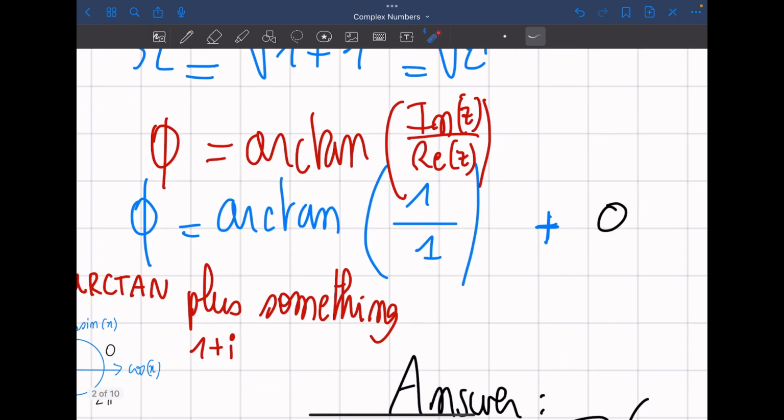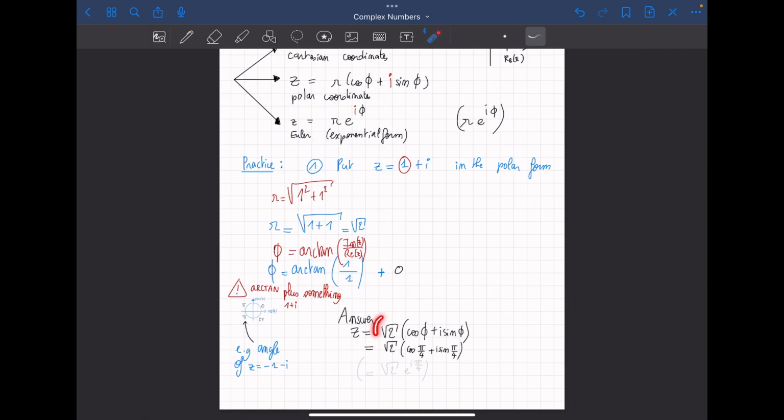So we have arctan of 1, pi over 4. And then we put it together, and we put that in the polar form. And then we are done.